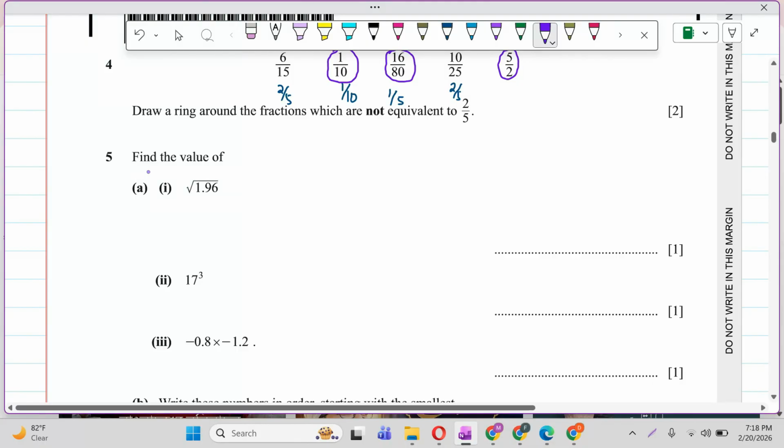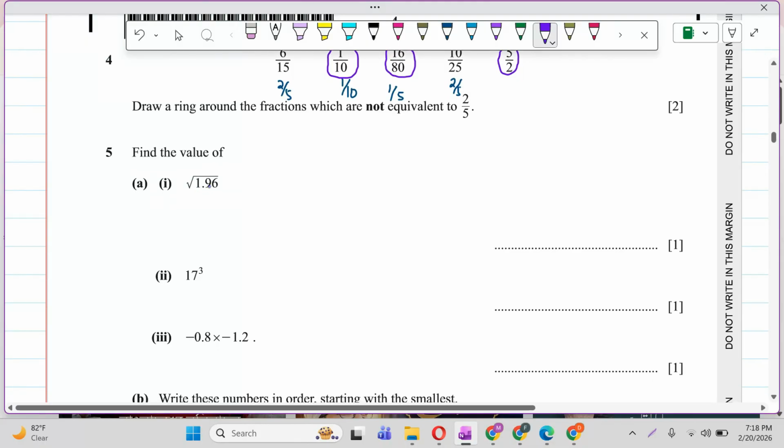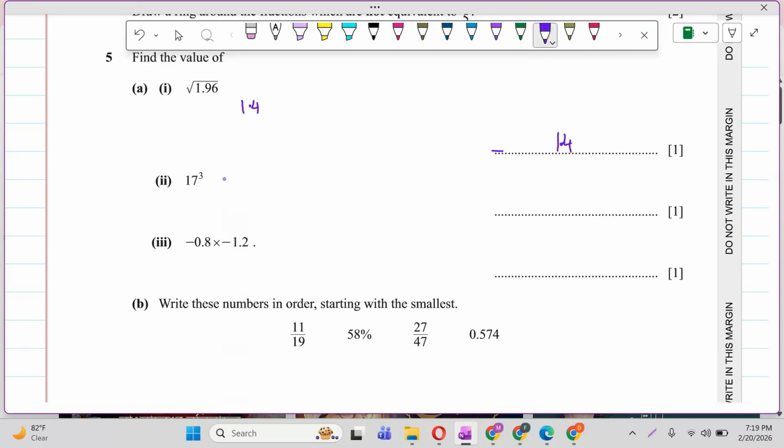Question number 5. Find the value of square root of 1.96. Square root of 1.96 is equal to 1.4. Then 17 cubed can be written as 17 times 17 times 17, and this one is equal to 4913. Negative 0.8 times negative 1.2. We can write it as 0.8 times 1.2 because negative times negative is positive. So this one is equal to 0.96.